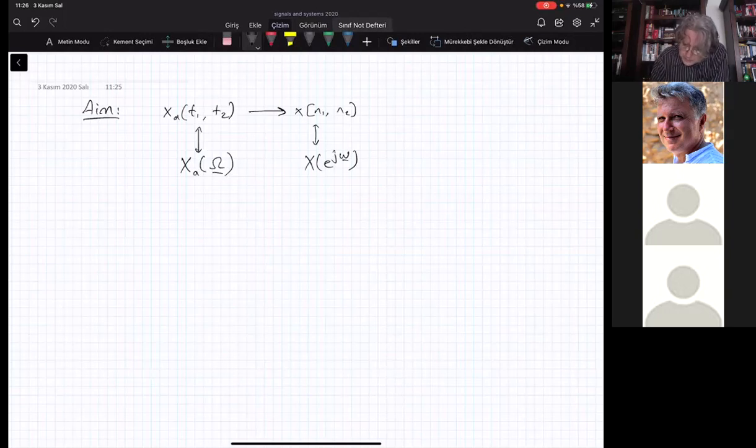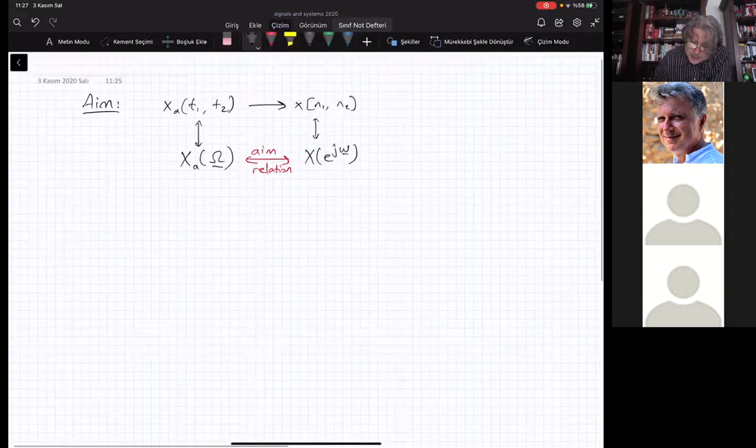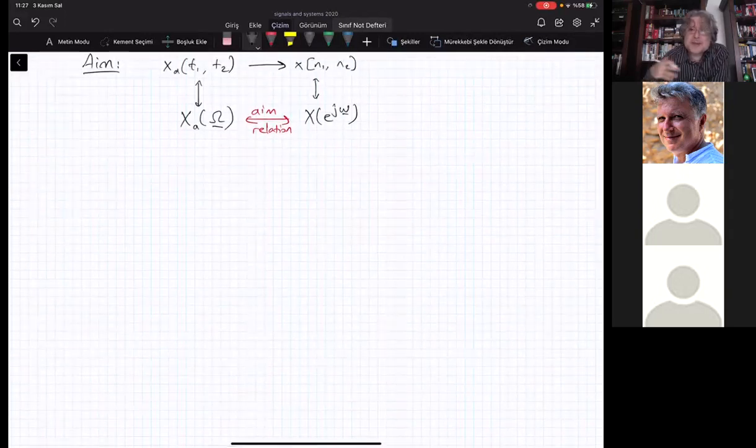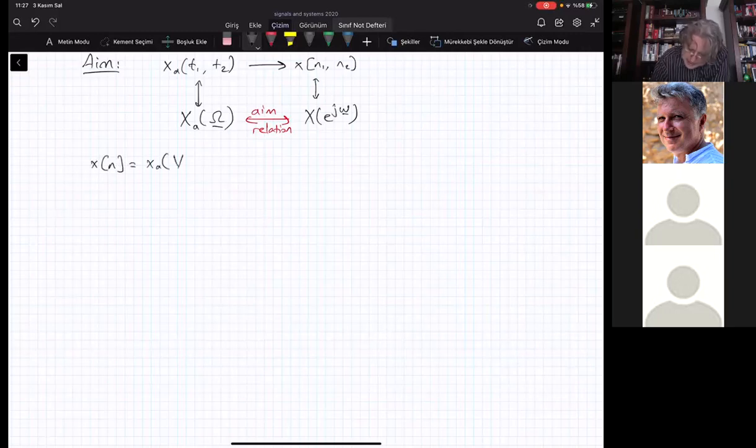So we aim to find the relation between these two. We found it for one-dimensional signals. We already know it. So we will use that much information to literally extend. First of all, we know that x of n is equal to x sub a of the sampling matrix times n. Okay, that's how we pick the samples.